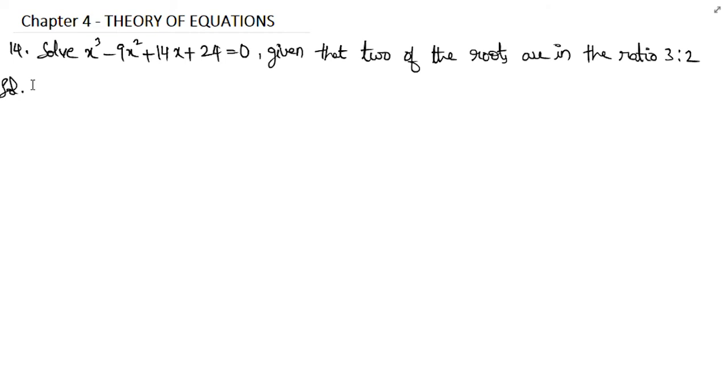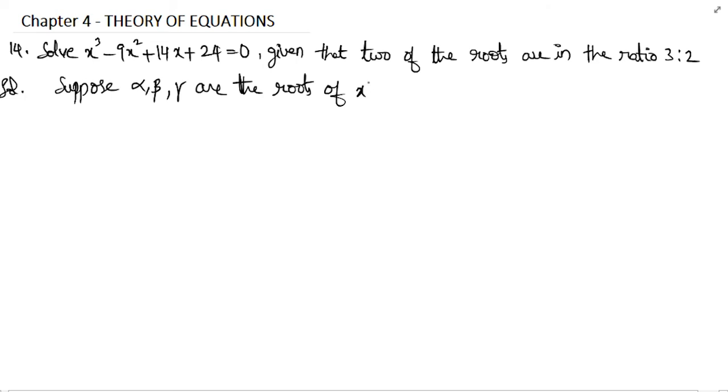So now we'll move on to the 14th question. Solve the given equation, given that two of the roots are in the ratio 3:2. So let us suppose alpha, beta and gamma are the roots of the given equation, that is x cube minus 9x square plus 14x plus 24 is equal to 0.